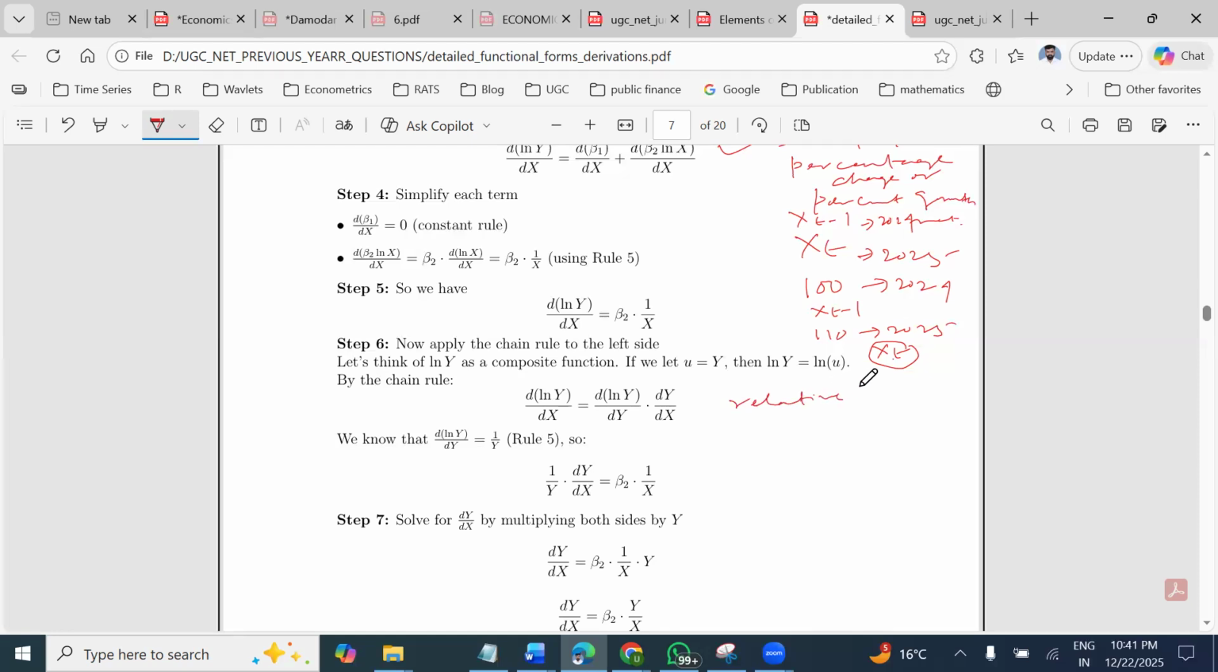Let me ask Chinmay. What is xt minus 1? I am asking what the relative change in x is. What do you mean by relative change in x? Be very quick, Chinmay. We have very little time.